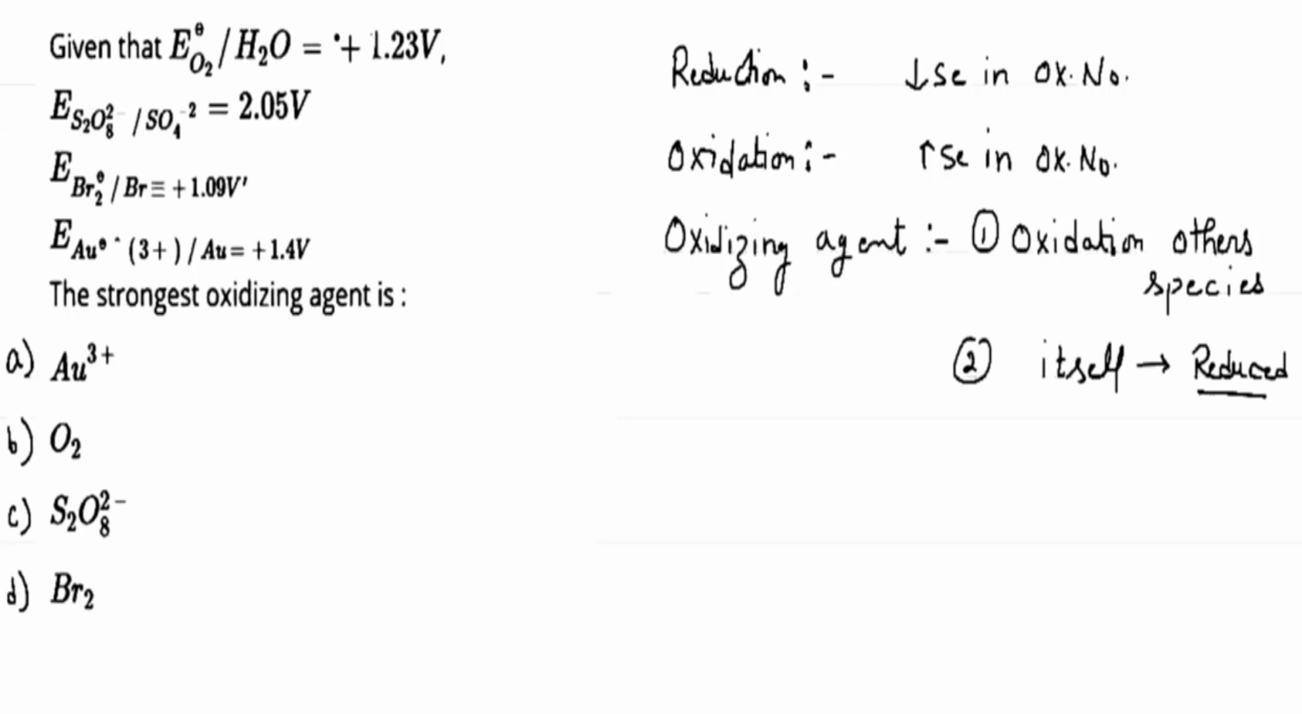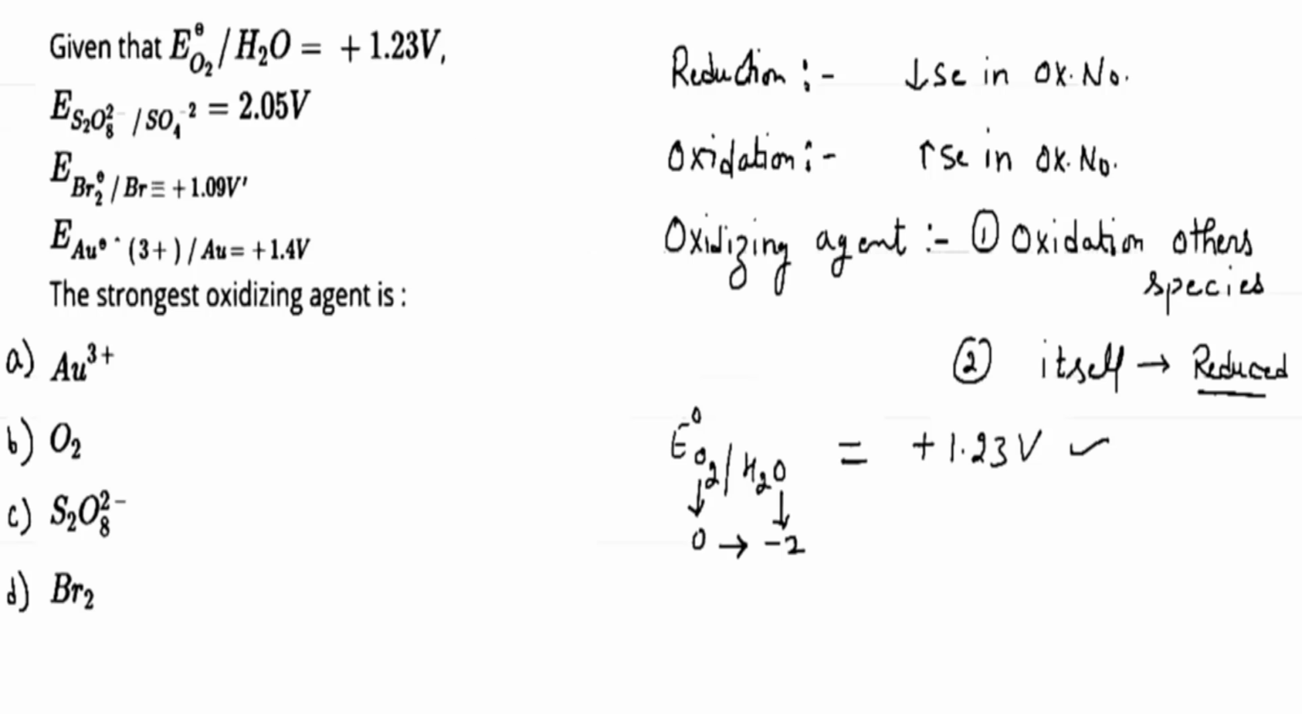If I talk about the data, it is given that E naught for O2 to H2O is plus 1.23 volt. Here the oxidation state is 0, and here the oxidation state is -2. You can see clearly that a decrease in oxidation number takes place, so reduction is taking place from here to here. So this is the value of reduction potential.